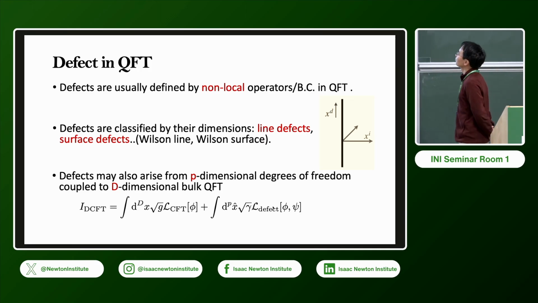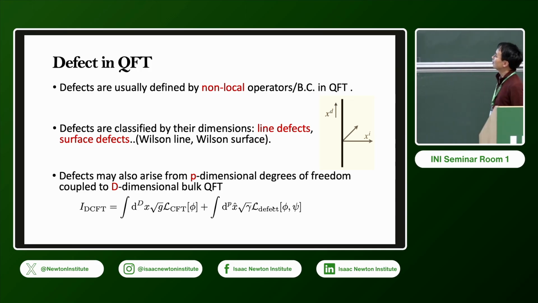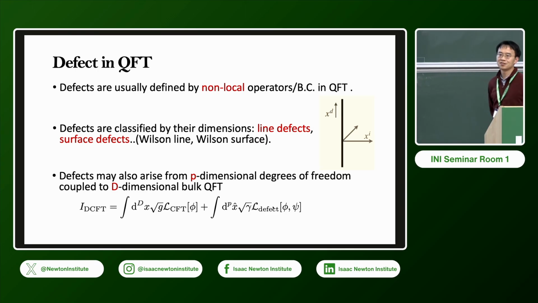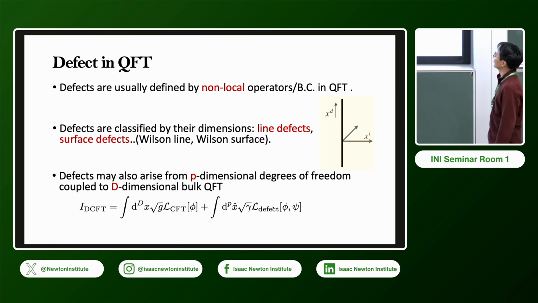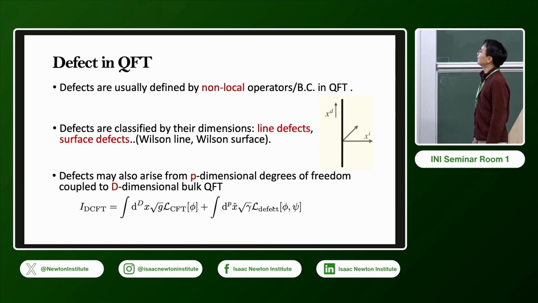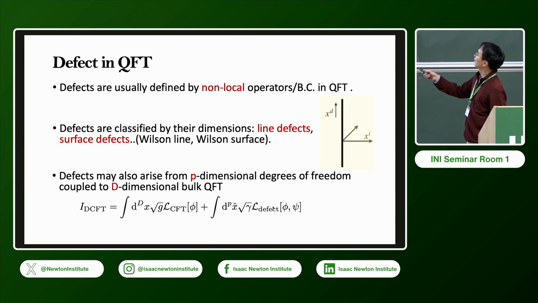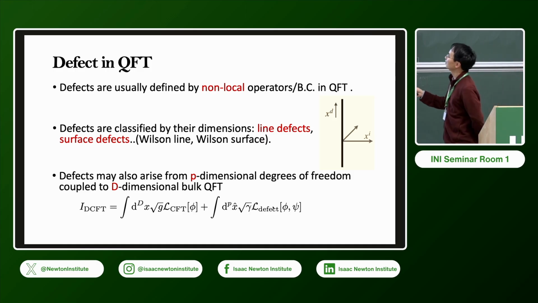If you ask me how to define a defect, in general, I don't think there's a sharp and universal definition because there are so many examples of different types of defects. Usually I would say in quantum field theory, defects are usually defined by non-local operators or boundary conditions. Of course, this doesn't cover every example, but it covers many.